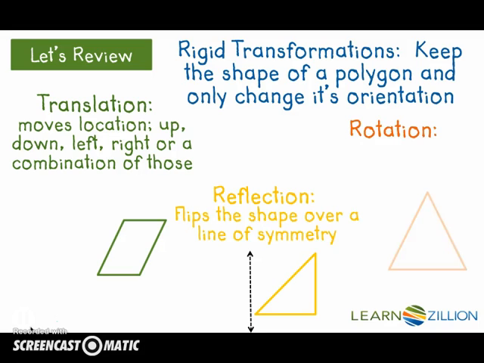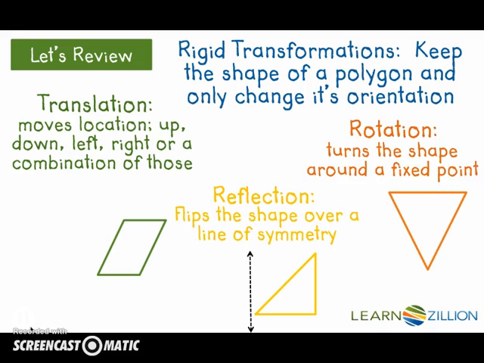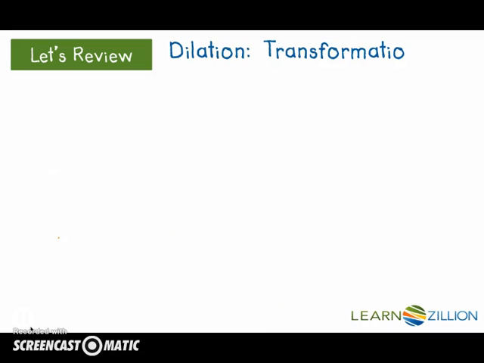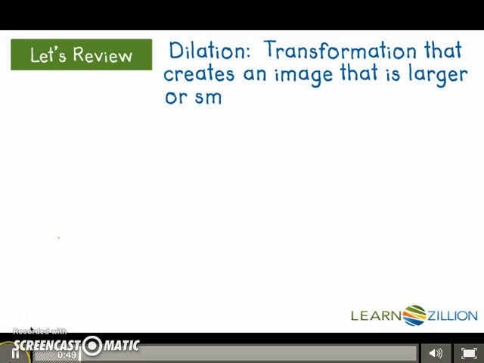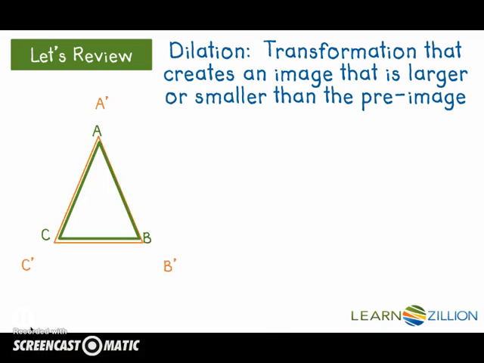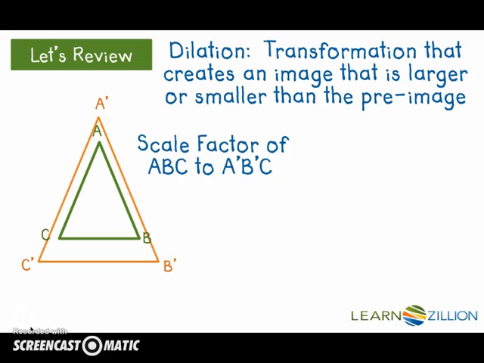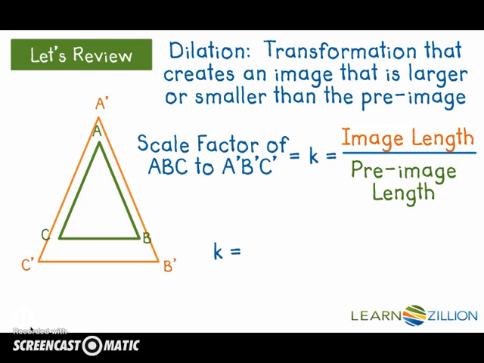The third one is a rotation. A rotation turns the shape around a fixed point. We've also learned about dilations. Dilations are transformations that create an image that is larger or smaller than the pre-image. Here we have triangle ABC. If we dilate that, or enlarge it, we will have triangle A'B'C'. The scale factor of ABC to A'B'C' is equal to k, which is the image length divided by the corresponding pre-image length. In this scenario, that would be k equals C'B' divided by CB equals A'C' divided by AC equals A'B' divided by AB.